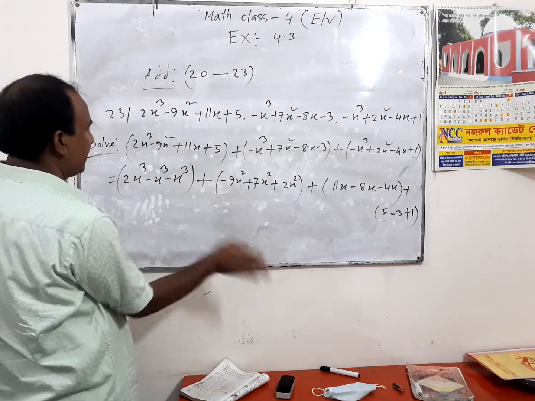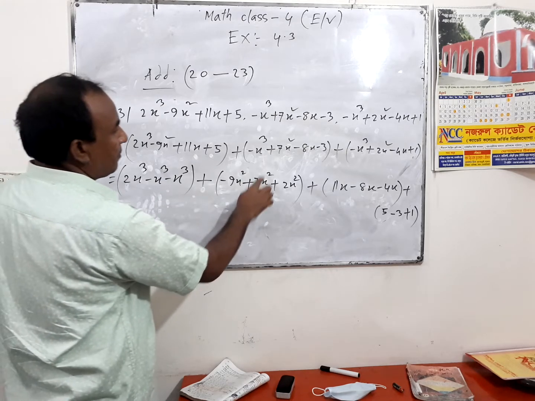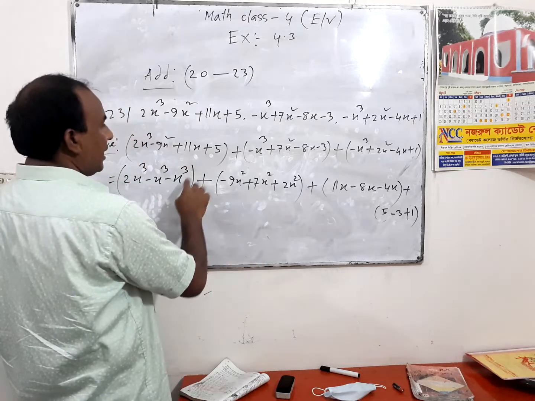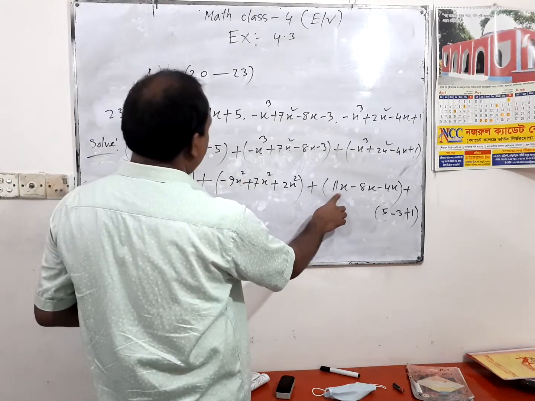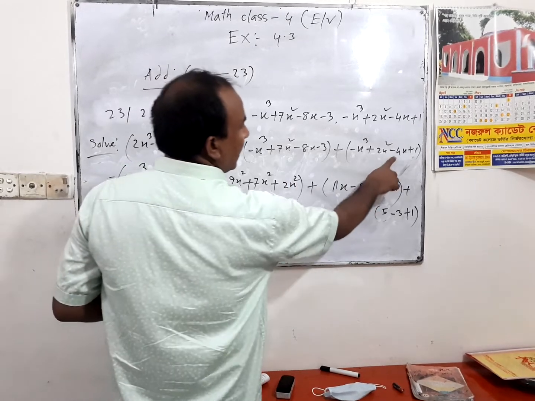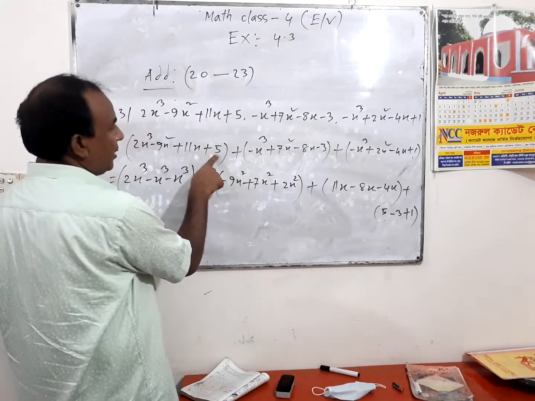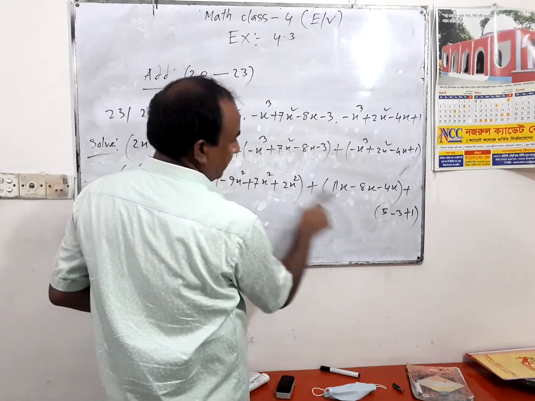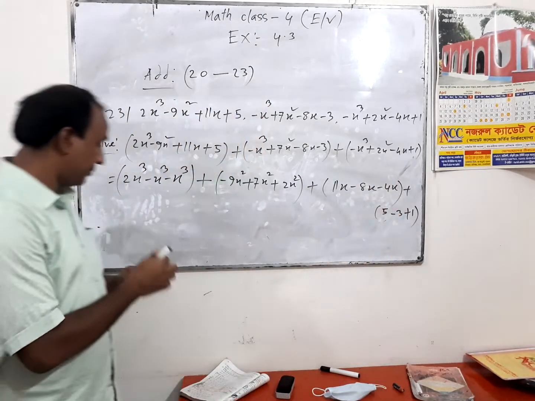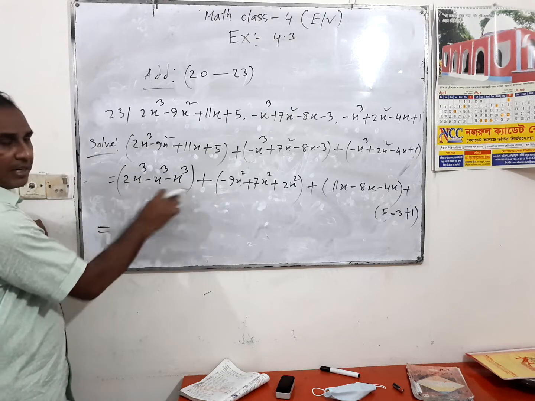First finish. Second one, 9x square plus 7x square plus 2x square. Third one, 11x minus 8x and minus 4x. And fourth one, plus 5 minus 3 and plus 1. Just we have to add here.